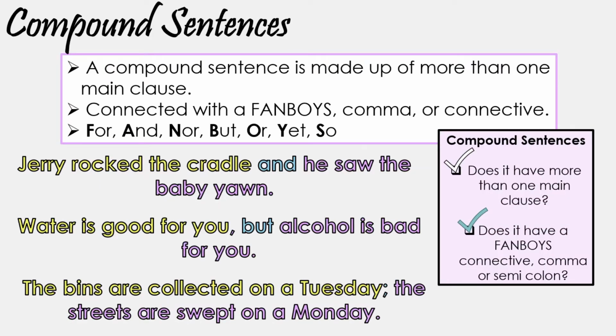Compound sentences are made up of more than 1 main clause, and they are usually connected with a fanboys connective, a comma, or a semicolon. Now, a fanboys connective is for, and, nor, but, or, yet, and so. Some people call them coordinating conjunctions.